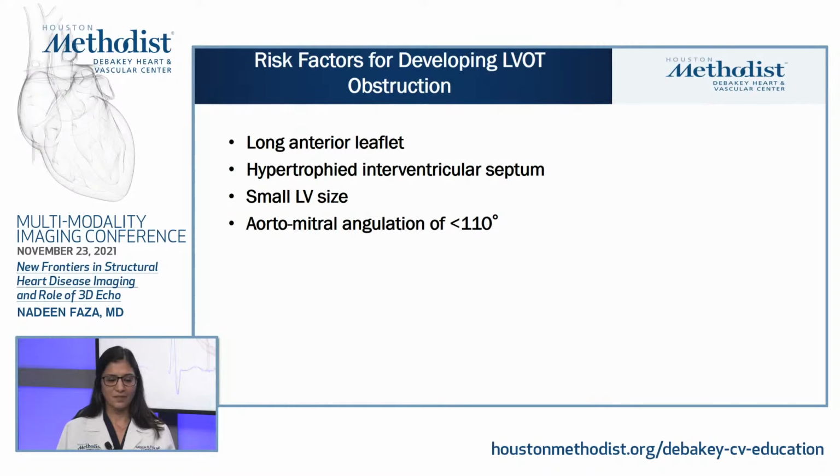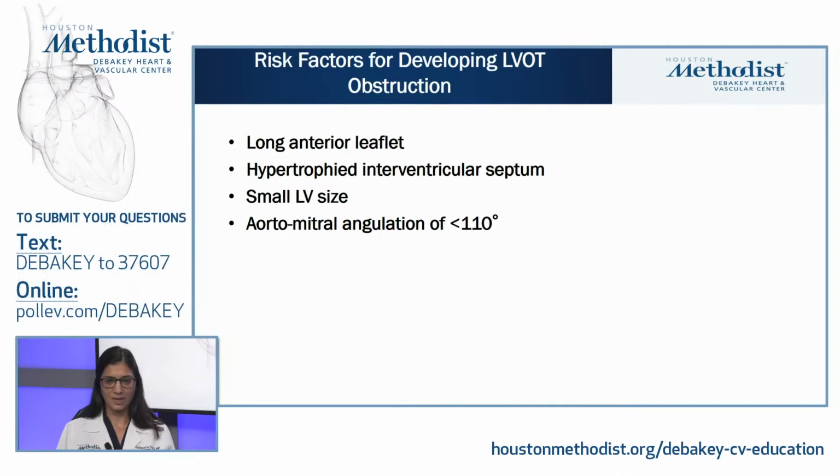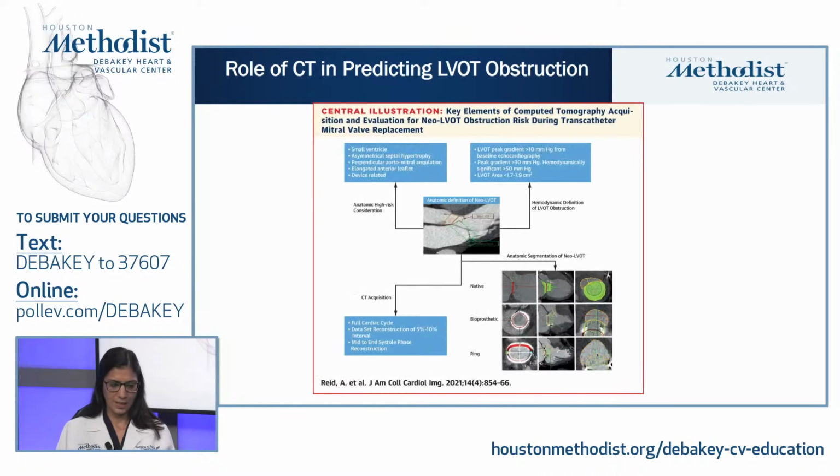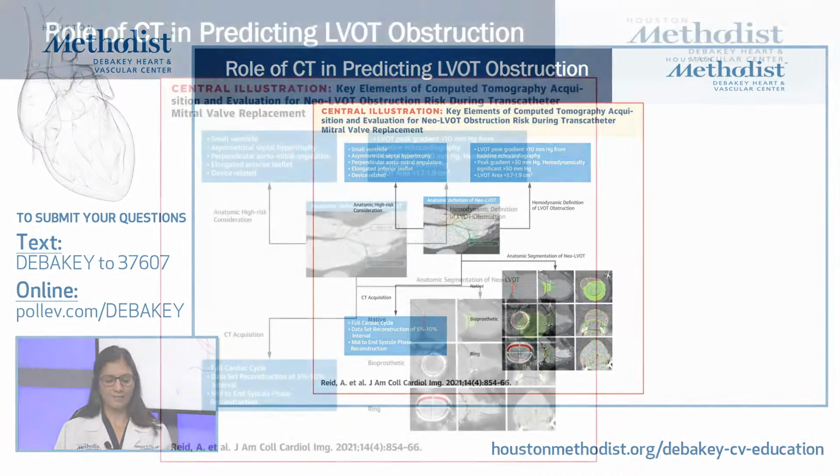So some of the risk factors for developing LVOT obstruction include having a long anterior leaflet, hypertrophy in the interventricular septum at the base, a small LV size, and an aortomitral angle of less than 110 degrees. So these are all factors for developing LVOT obstruction, and these are all evaluated using CT. Some of the procedures that we can perform to mitigate the risk of LVOT obstruction include the intentional laceration of the anterior leaflet and performing alcohol septal ablation if there's basal septal hypertrophy. And CT is really instrumental in predicting LVOT obstruction.